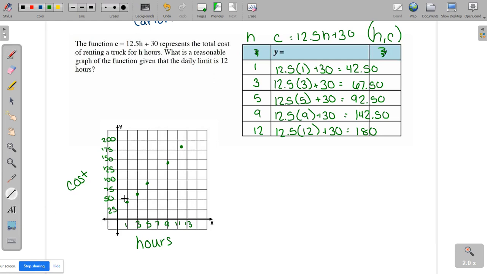So, connect it. And draw your line. So, that is everything on graphing a function. So please reach out if you have any questions.